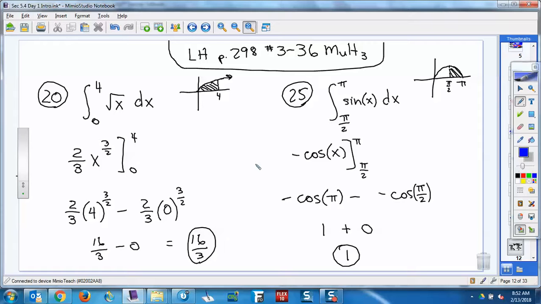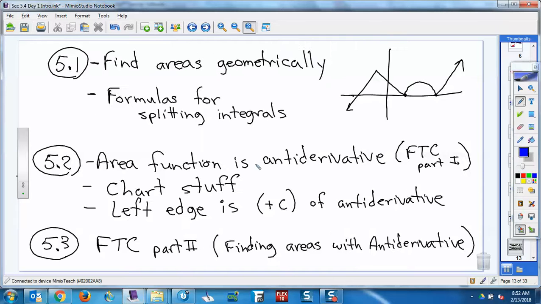Okay? Sine x. Of course, we knew that'd be 1 because we already talked about one hump was 2. We talked about a hump of the sine curve was 2, but now we work it out. Negative cosine, pi halves to pi, plug in a pi. Negative cosine pi, minus negative cosine pi halves. Cosine pi is -1 already, so that's +1. Plus cosine pi halves, which is 0, so you get +1. Okay, so that's what your work would look like on those. Okay, all right.